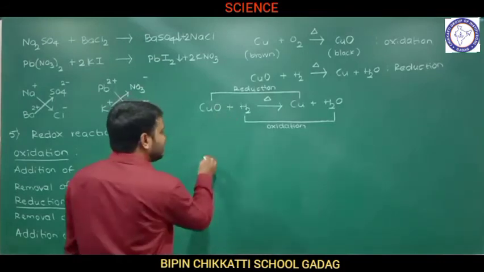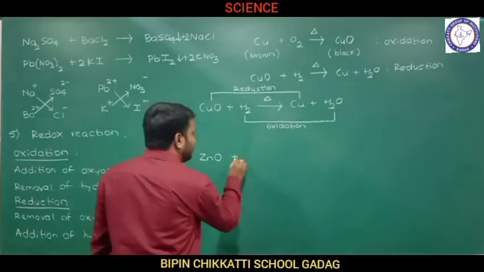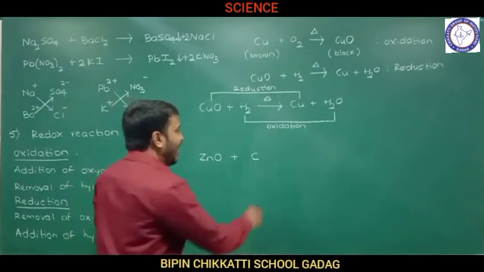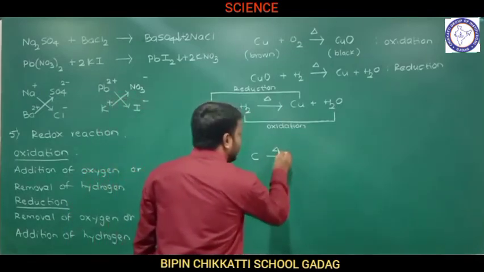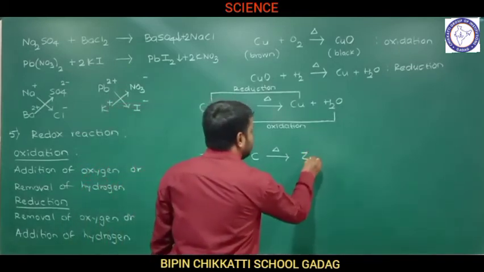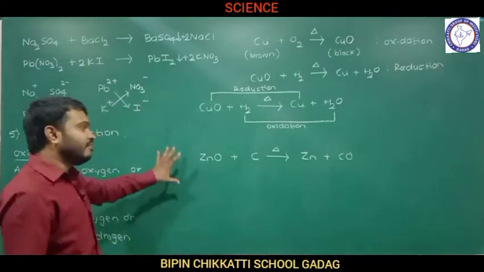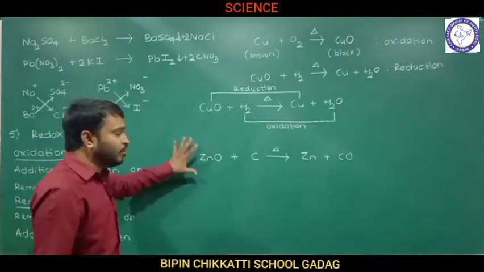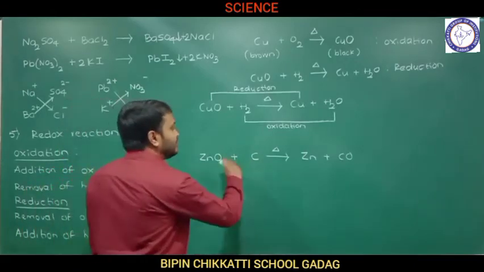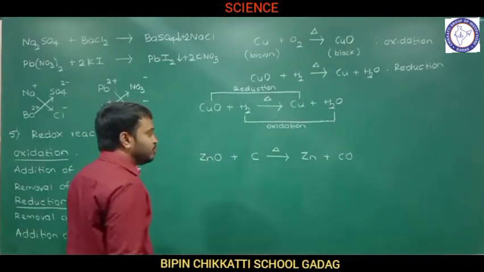We'll see some other example, then it will be clear. Zinc oxide, when this reacts with coke, the amorphous form of carbon C, and when it is heated, what are we going to get? We are going to get zinc and we are going to get carbon monoxide. And now we'll check whether this is oxidation or reduction or a redox reaction. We'll check over here, and you need to consider one reactant and one product, so that we can see what change we observe.